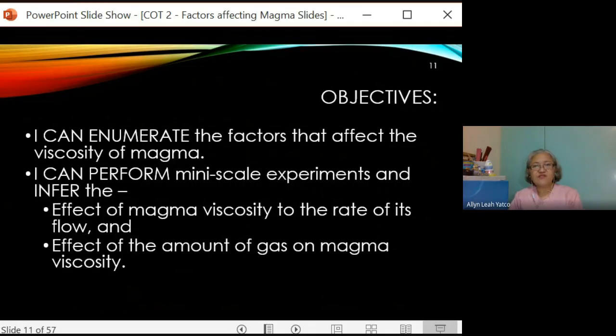The objectives for this topic would be, let us read aloud. I can enumerate the factors that affect the viscosity of magma. I can perform mini-scale experiments and infer the effect of magma viscosity on the rate of its flow and the effect of the amount of gas on magma viscosity.